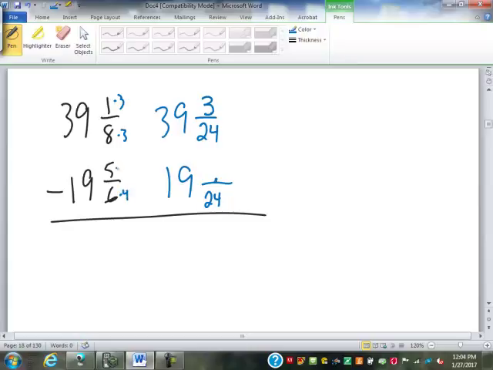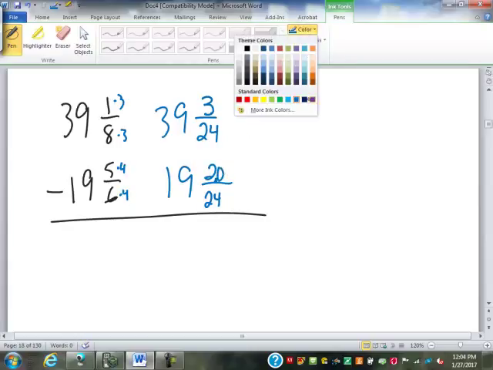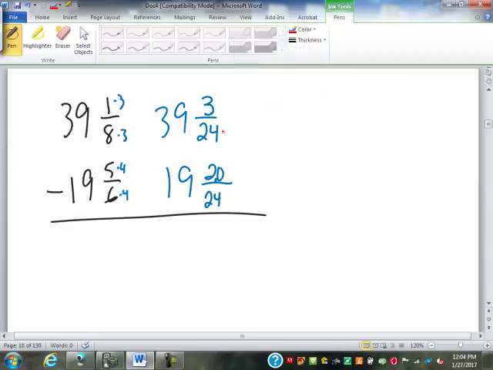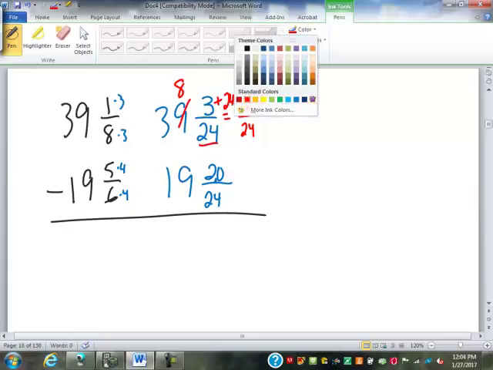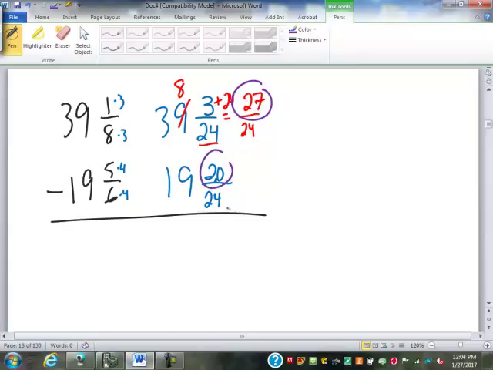Six times 4, so 5 times 4 is 20. Good. So again, we go to subtract. 3 minus 20 can't be done, so we borrow. This is an 8. What's this become? What do we have to add to the 3? 24. We have to add the denominator. So 3 plus 24 is 27. So now it's 27 minus 20 is 7 24ths.